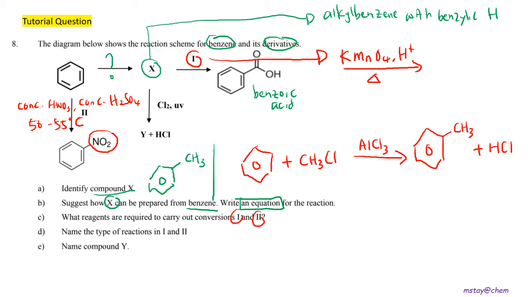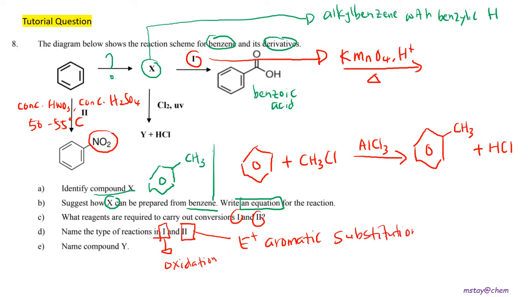Name the type of reaction in 1 and 2. So 1 is oxidation, while 2 is electrophilic aromatic substitution.